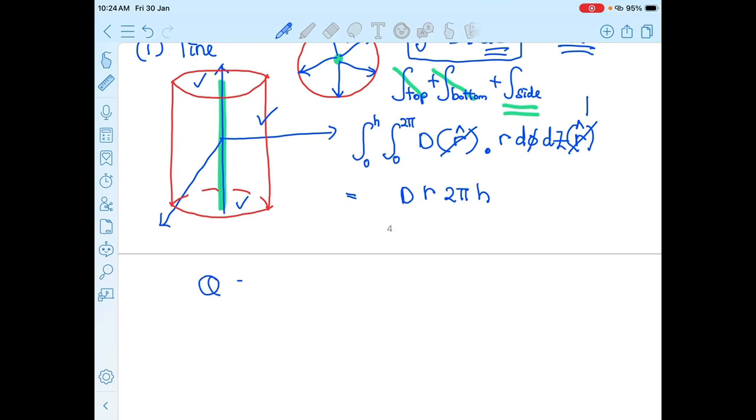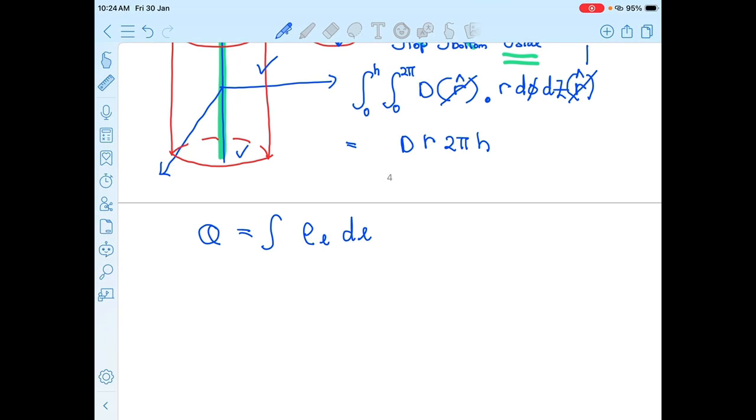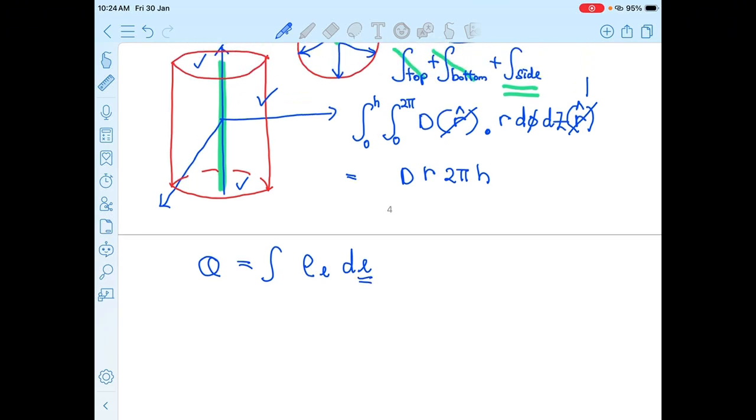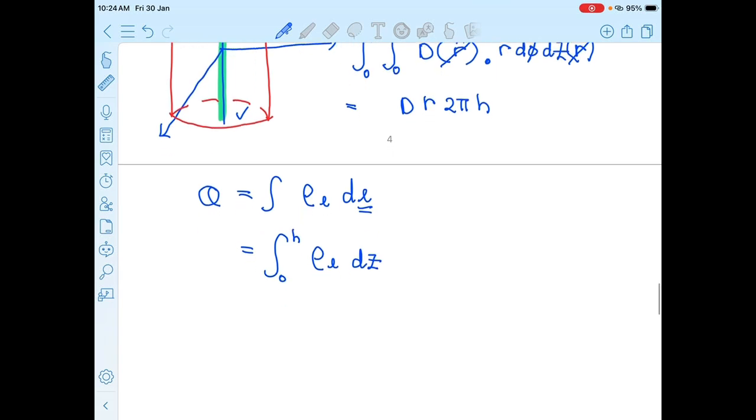Okay, so Q equals the integral of rho_l dl. The l here is the length of your wire, so it will be dz. So rho_l dz, where z goes from 0 to h. So it will be rho_l h.